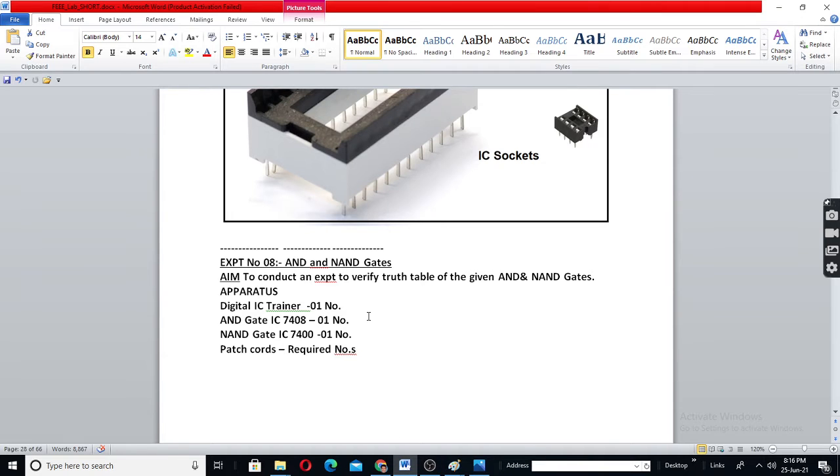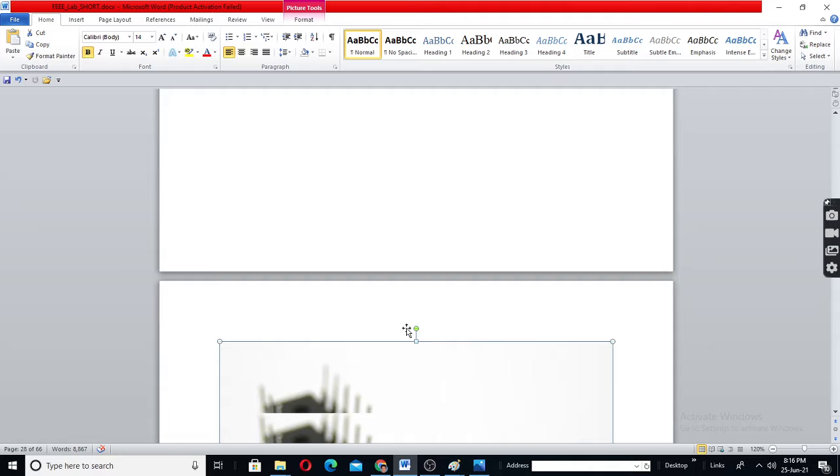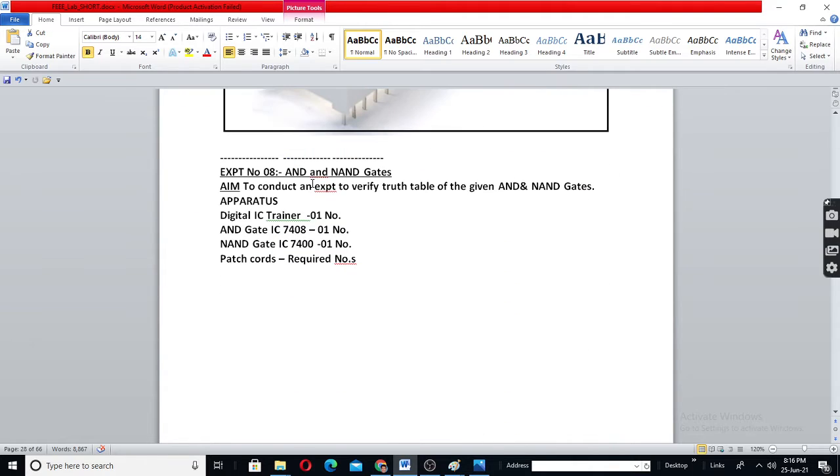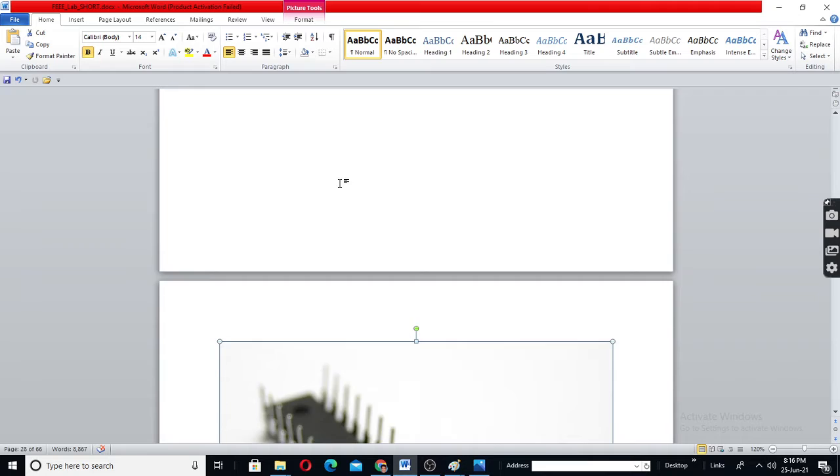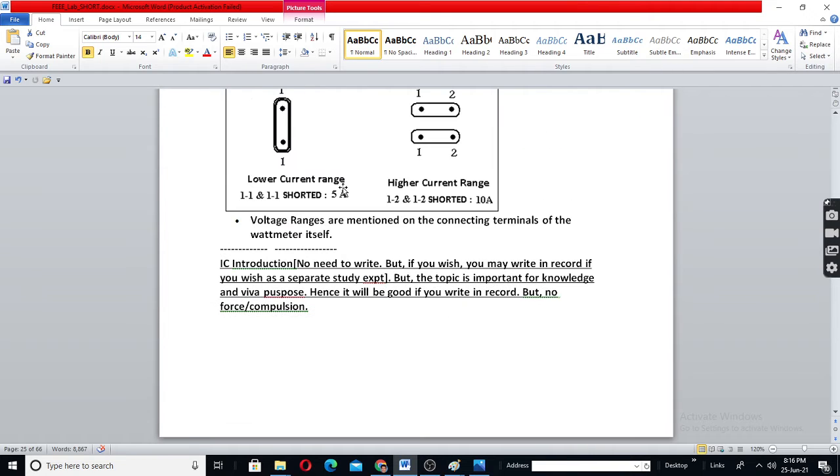Class 8: gates, logic gates. Now, just an introduction to ICs. IC means integrated circuit.